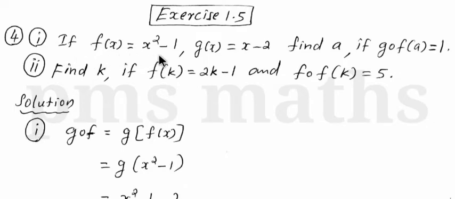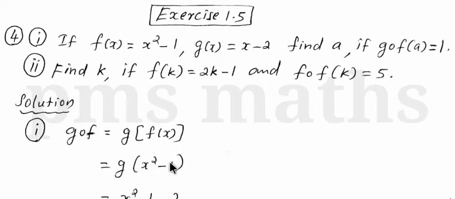First one, g of f of a is equal to 1 is given. First find g of f. G of f is equal to g, instead of 'of' we can put a bracket. Then write f. F means f of x. Then substitute the value of f of x. In first one, f of x is x square minus 1. This value can be substituted here instead of f of x. Now this is nothing but g of x square minus 1.